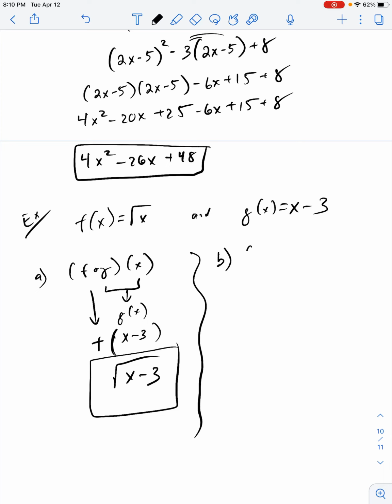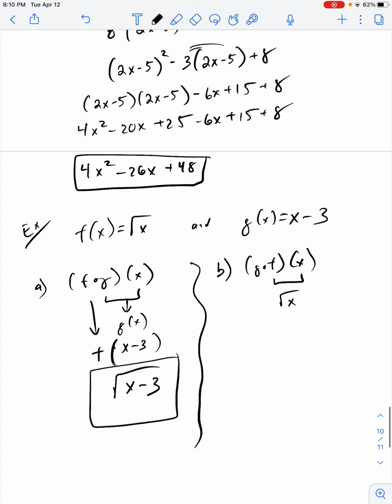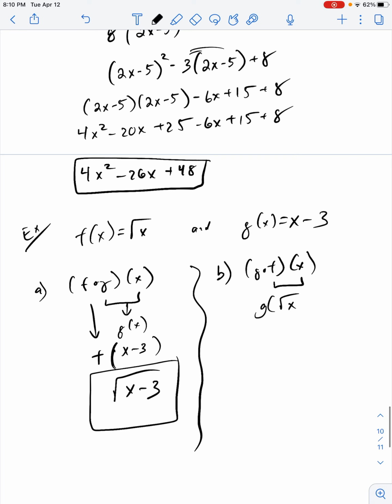But what if we looked at it the other way around? g circle f of x. All right, your f of x is the square root of x, and that's going to get plugged into g. So this whole thing is plugged in there. It doesn't look like it's too bad. Square root of x minus 3.